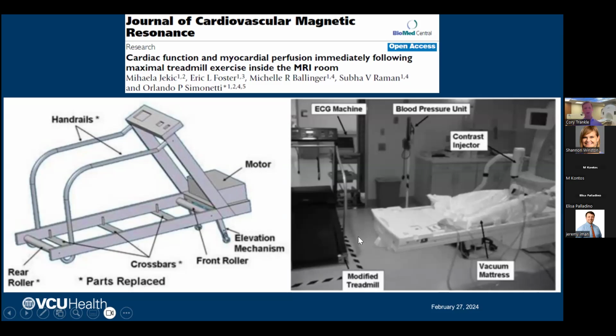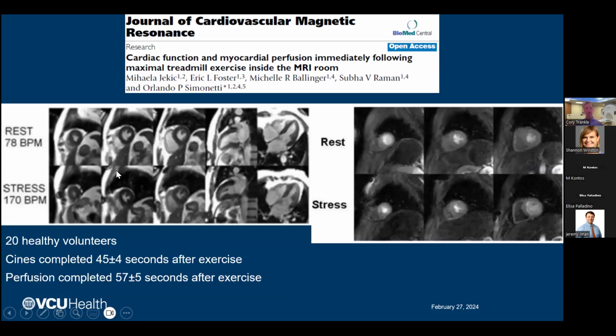They've got it carefully taped off so that they don't accidentally move the motor too close to the bore of the magnet. And because they reduced that distance a little bit, with 20 healthy volunteers, they were able to not only get wall motion assessment, cinematic imaging following exercise, but they were able to get perfusion as well. So they would get their cinematic stack, which they achieved about 45 seconds after exercise, and then they would push a bolus of gadolinium-based contrast through a peripheral IV and watch the first pass perfusion to screen for any perfusion defects. And they found they were able to do that on average about 57 seconds after exercise termination.